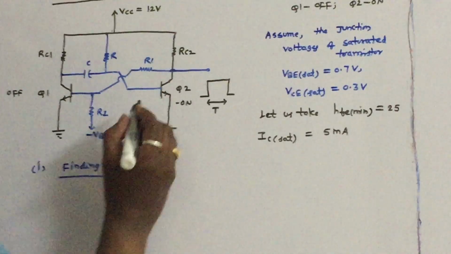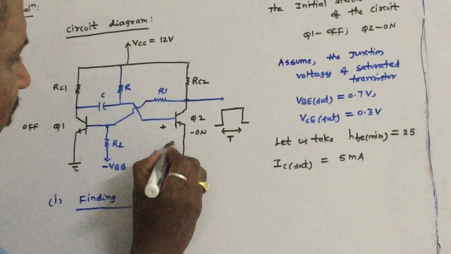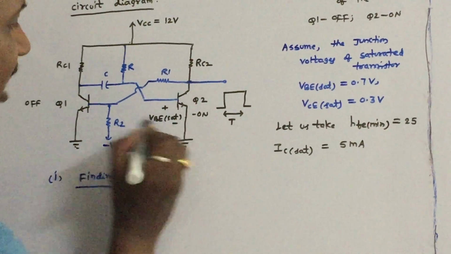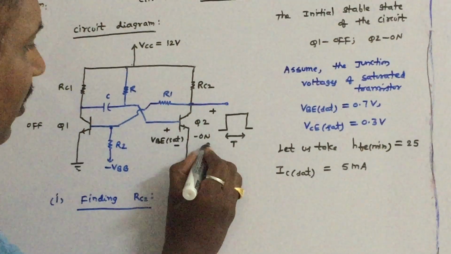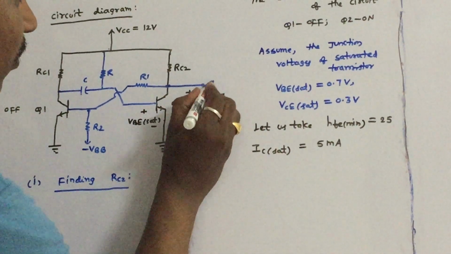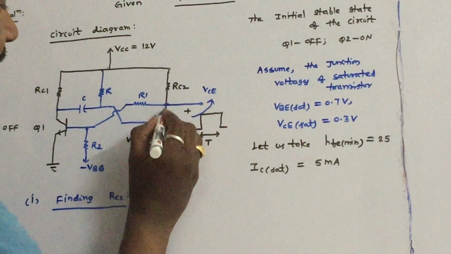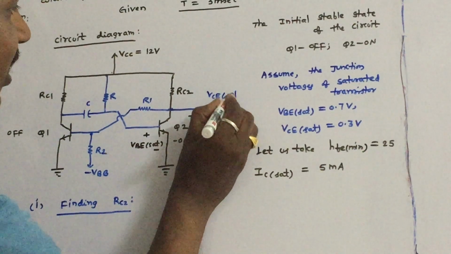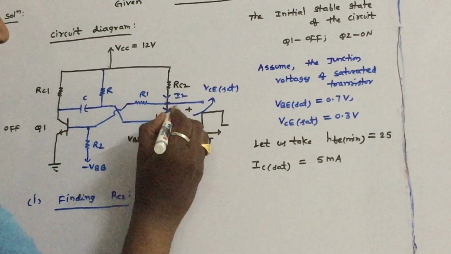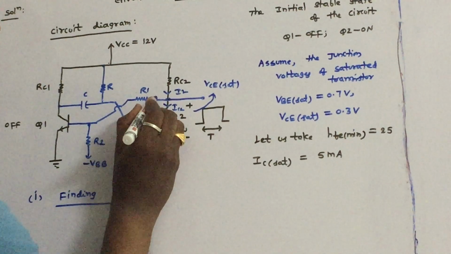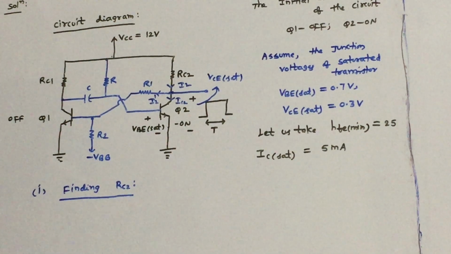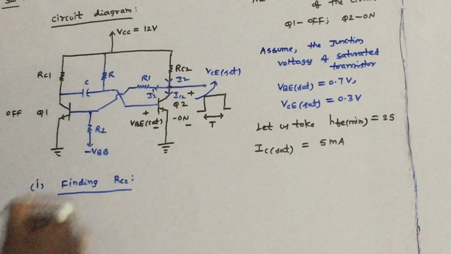Let us assume the base to emitter voltage of this transistor is, since Q2 is in on condition, VBE saturation. Let us say the collector to emitter voltage is VCE saturation. Let us say this current is I2. This current is divided into IC2 and I2 dash. This current is divided into IC2 and I2 dash.